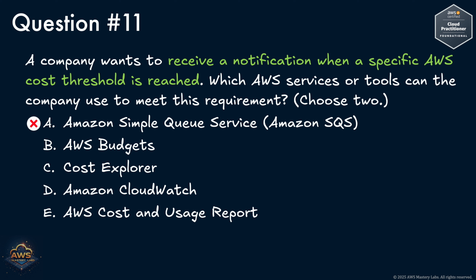Option A, Amazon Simple Queue Service, Amazon SQS. SQS is a fully managed message queuing service that allows decoupled components to communicate asynchronously. However, SQS is not a monitoring or alerting tool. It does not monitor costs, nor does it trigger notifications based on billing thresholds. It could theoretically be used as a downstream target for a billing alert, but it cannot create or initiate those alerts. Incorrect, because it is not used for cost monitoring or billing alerts.